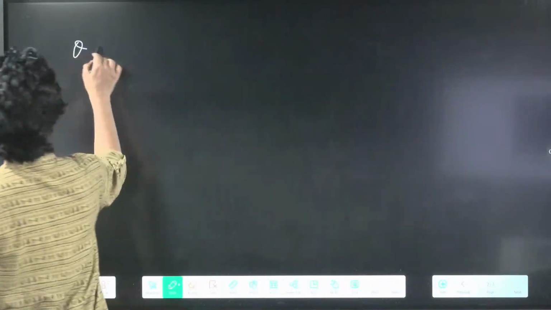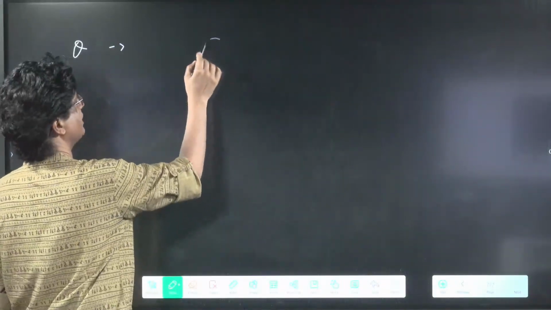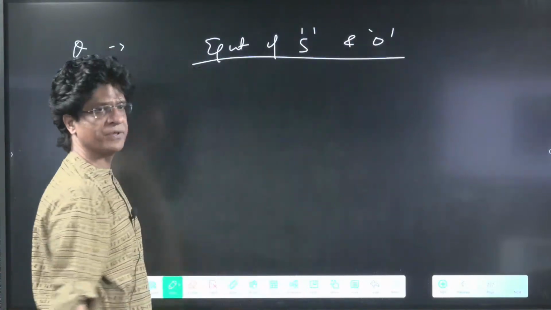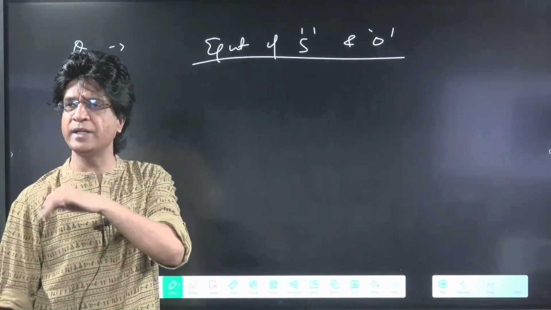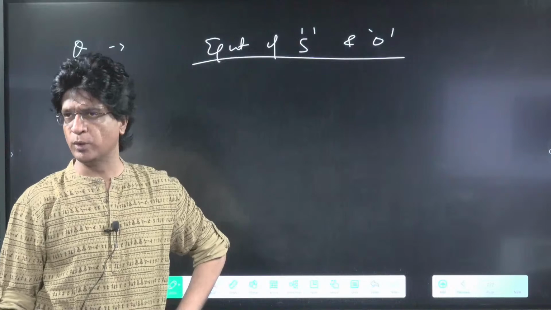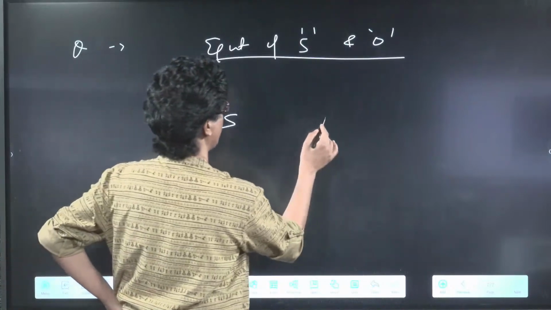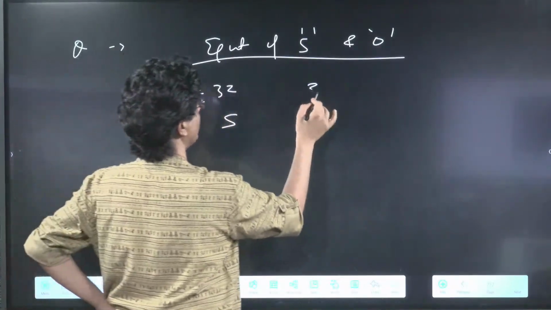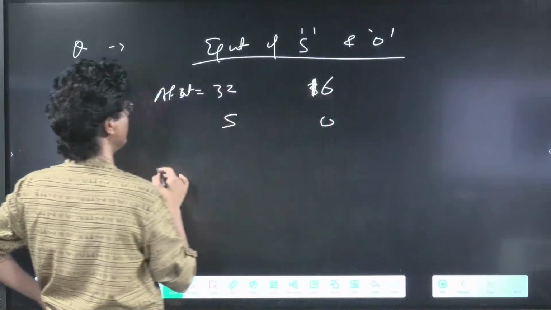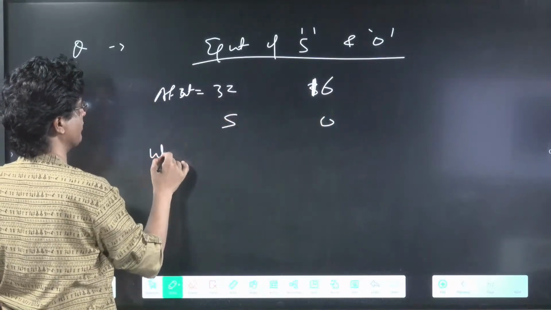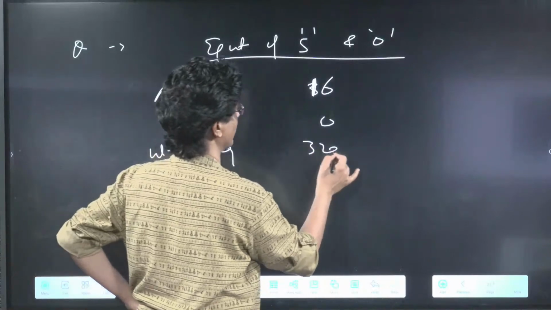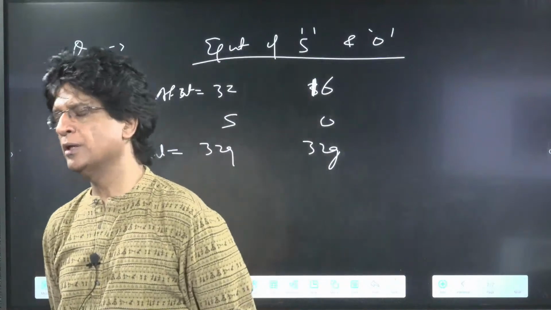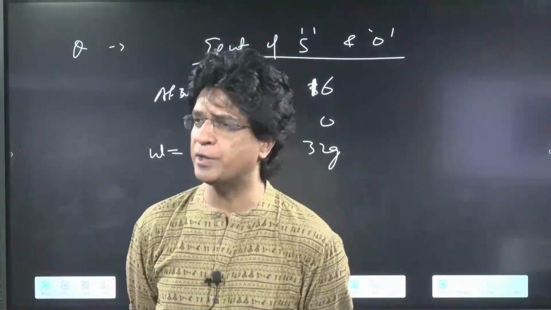I'm giving you a question. A compound contains equal weight of sulfur and oxygen. Find their empirical formula. Okay, so I'll do it with that. Sulfur and oxygen, their atomic weights are what? 32 and 16. So the LCM will be 32. So I'll take weight as what? 32 gram and 32 gram. Whenever they give you freedom to choose equal weight, please choose the equal weight as LCM of their atomic weights.